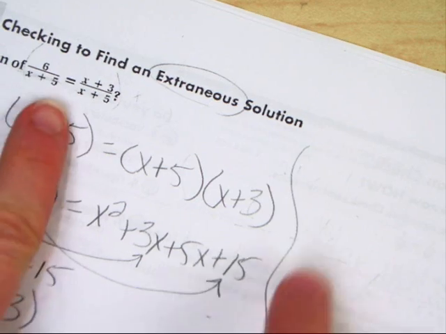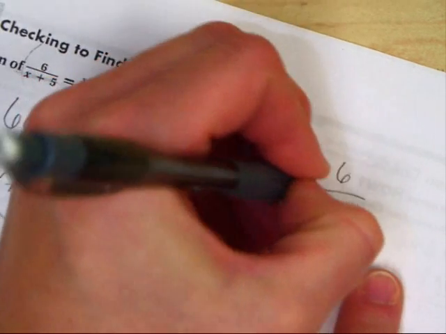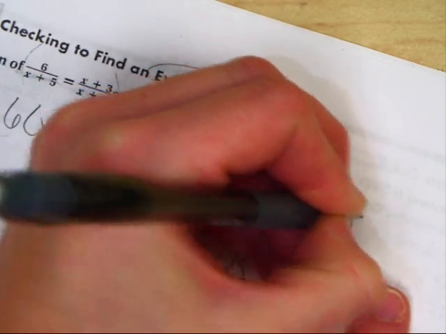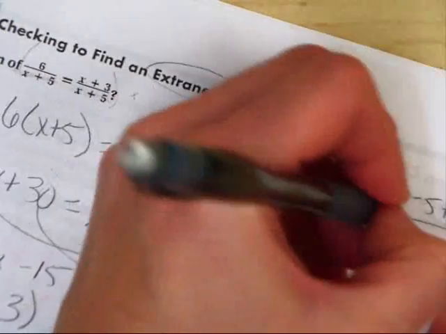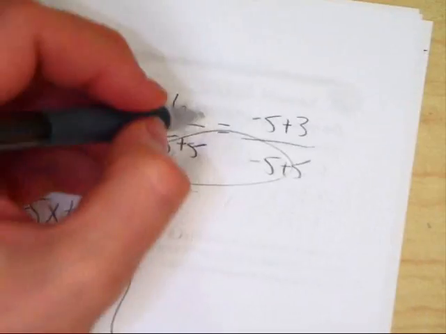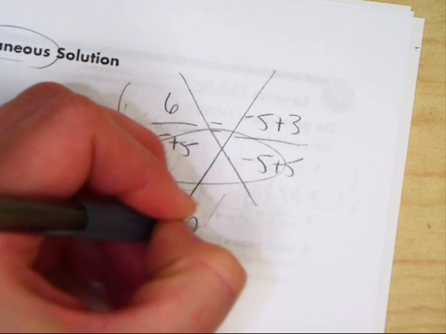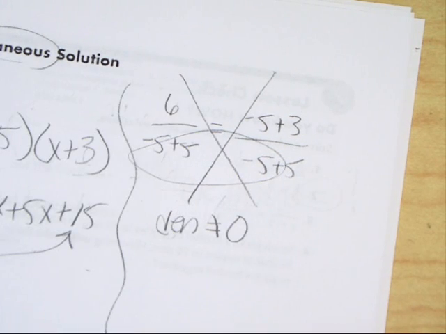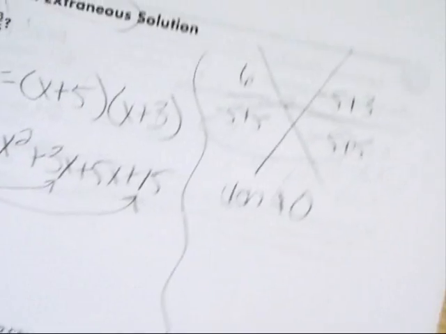So here's my original. Let's try plugging in negative 5. So I do 6 over negative 5 plus 5 equals negative 5 plus 3 over negative 5 plus 5. Can you see how my denominators would be 0? Denominators are never allowed to be 0. So negative 5 is what we call extraneous, so I put an X through it. Negative 5 is extraneous.